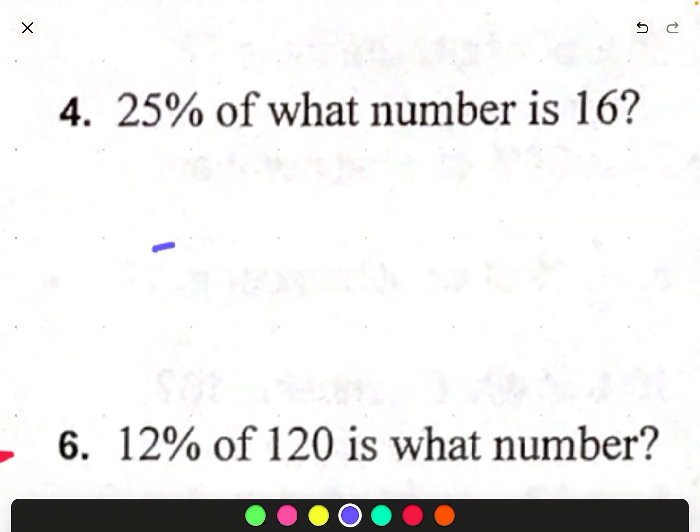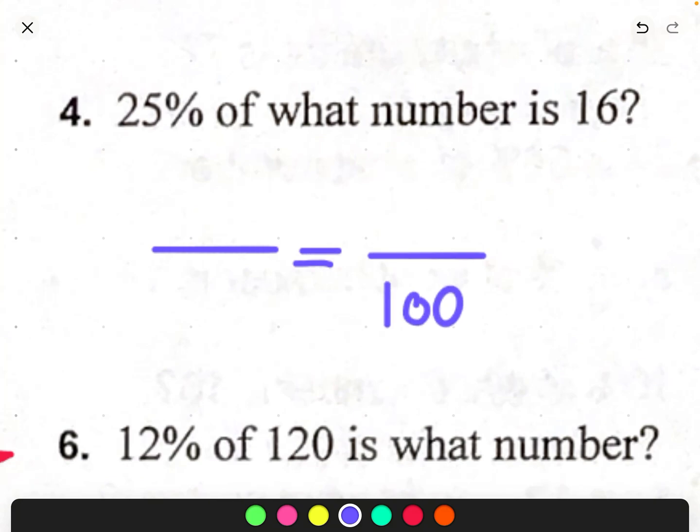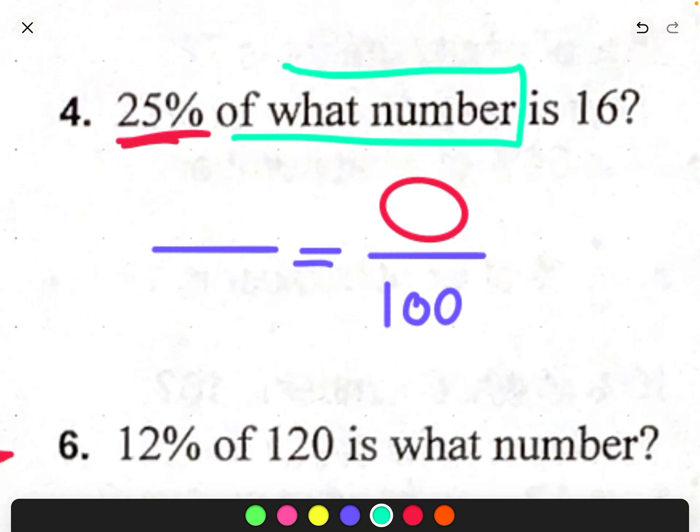Number 4, 25% of what number is 16? And again, always set up your skeleton here and then put your pieces where they need to go. There's my percentage, right? Needs to go in there. Of what number? I don't know, right? That's our unknown. So it's going to be our variable is 16. And just like that, pick apart the question to give you the right pieces of information where they need to be positioned.